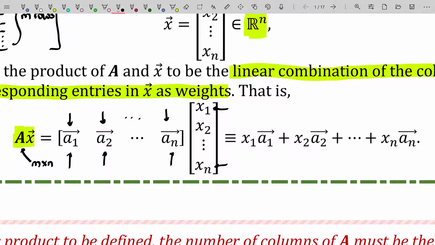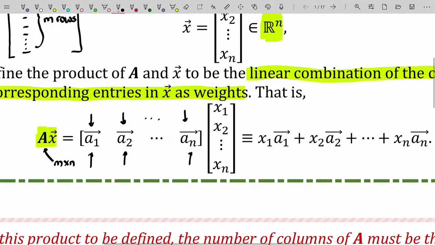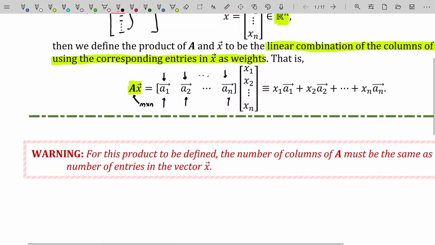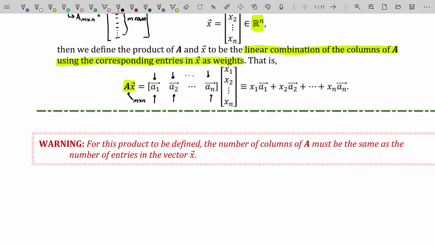So you have to have the same number of entries in X as you have columns in A. This is the true definition of matrix vector multiplication. When I say matrix vector multiplication, I really mean a matrix is on the left and a vector is on the right. And I mentioned this down below. Warning, for this product to be defined, the number of columns of A must be the same as the number of entries in the vector X.